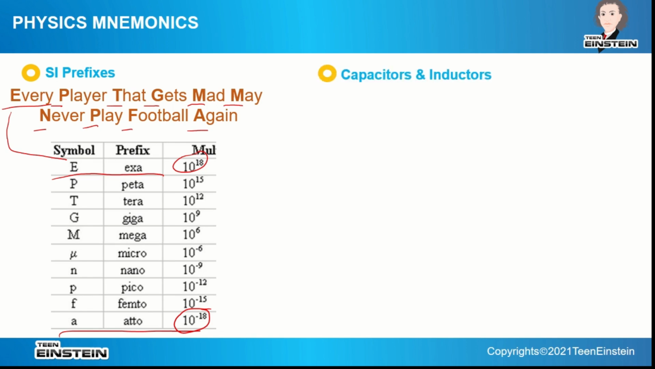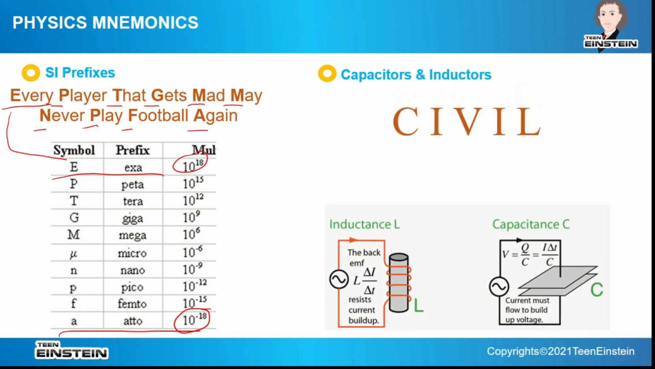And the next one is the relationship between current and voltage in capacitors and inductors. You can remember this word called CIVIL. In capacitors, current leads voltage, that's why I is before V, whereas in inductors, voltage will lead current. So if you remember CIVIL, you can easily understand that in capacitors current leads voltage, whereas in inductors voltage leads the current. That's how you can understand it in the reverse way.